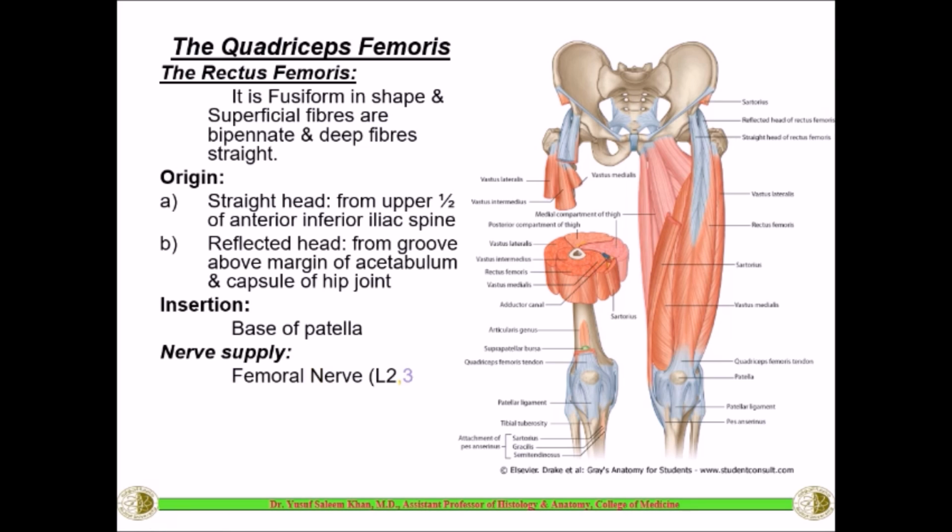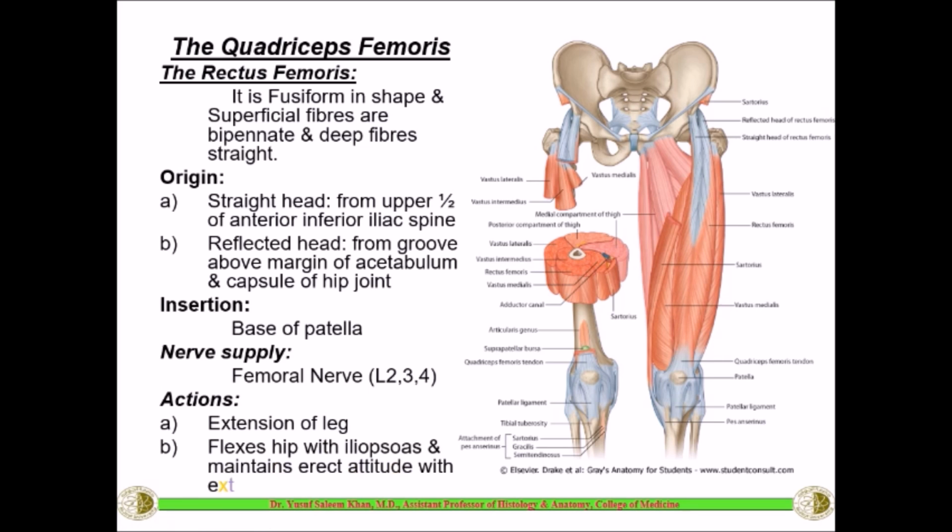Nerve supply, as you know already, it is by the femoral nerve. Root values L2, L3 and L4, and the actions are, one is, as you know, the extension of the knee joint, because it is the muscle of the external compartment, so it indicates that it is the extensor of the knee joint. So it helps in the extension of the leg, and also a weak flexor of the hip joint. So it flexes the hip along with the iliopsoas, as well as maintains erect attitude with extensors.